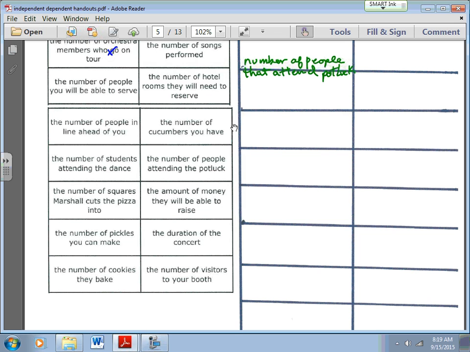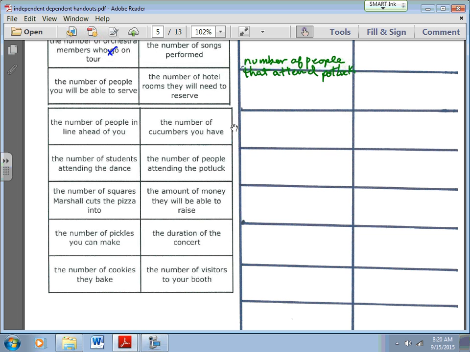Okay, so number of squares Marshall cuts the pizza into. I put the number of pictures of the topic. We'll take it out. That's for the number of people attending the dance. So let's take a look at that real quick. The number of pictures the photographer will take matches with which one? The number of students attending the dance.